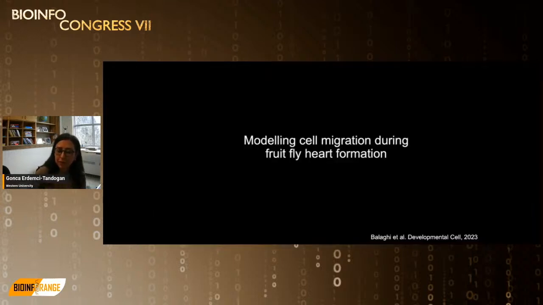Now, in the second part of my talk, I'm going to talk about an example of how we use these types of mathematical models, develop hypotheses, and test them in actual embryonic data in vivo. Specifically, this is a project to understand cell migration of fruit fly heart cells.